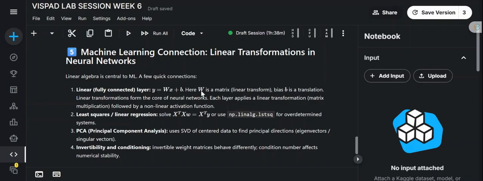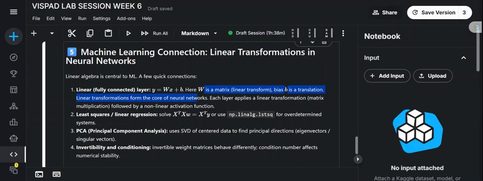I'm sure this expression looks similar to Ax equals b. It is similar in a way. Here w is a matrix, a linear transformation, to induce some form of transformation in a particular vector, and the bias b is a translation. So linear transformations form the core of neural networks. Each layer applies a linear transformation, matrix multiplication, followed by a non-linear activation function.